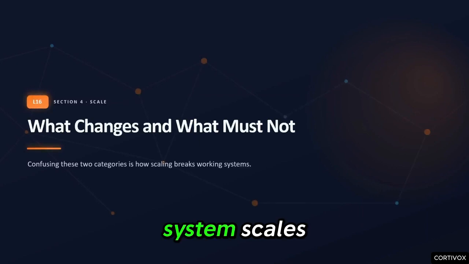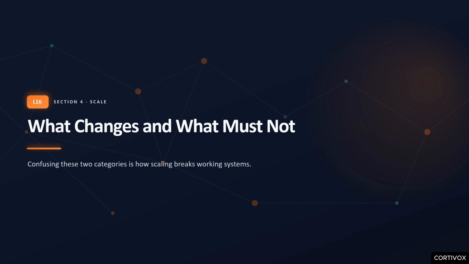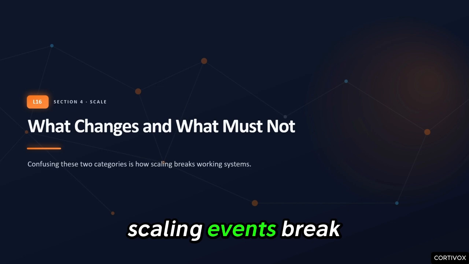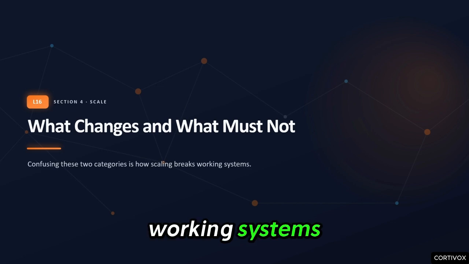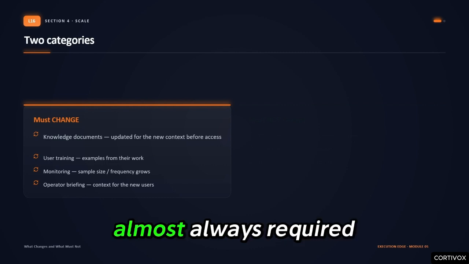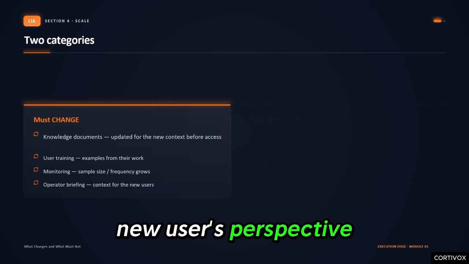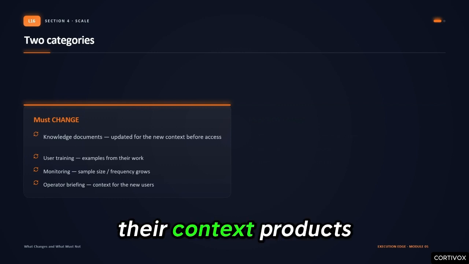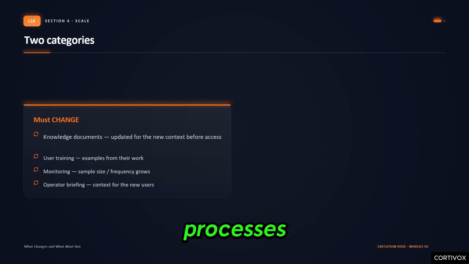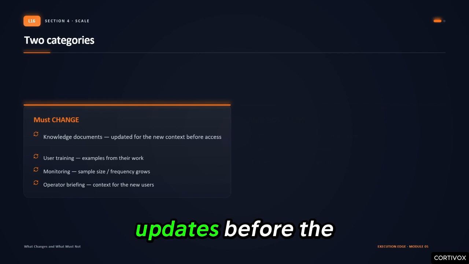When an AI system scales, some elements must change and some must not. Confusing these two categories is how well-intentioned scaling events break working systems. What must change? The knowledge documents almost always required. Review from the new user's perspective and update for their context. Products, processes, terminology, specific concerns. Update before the new users are given access.